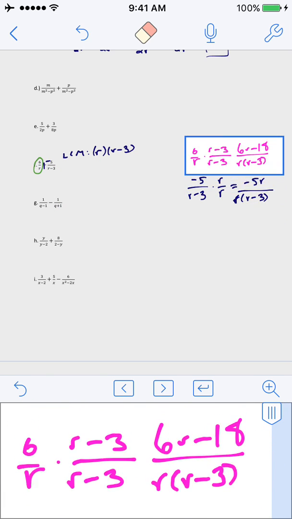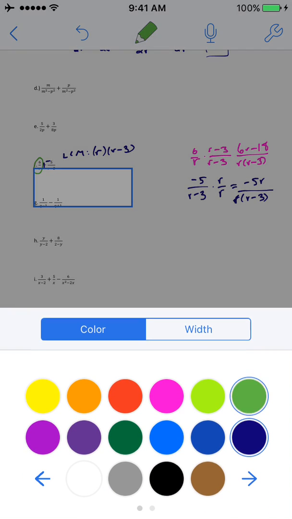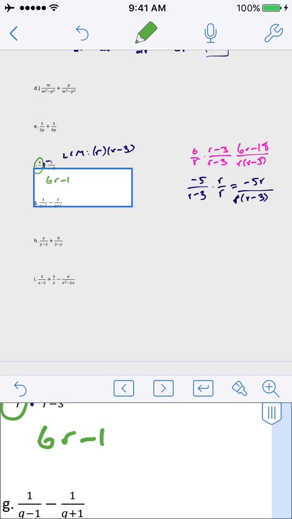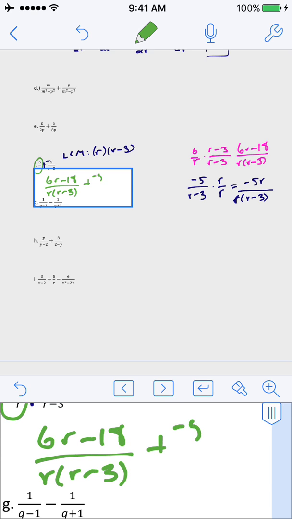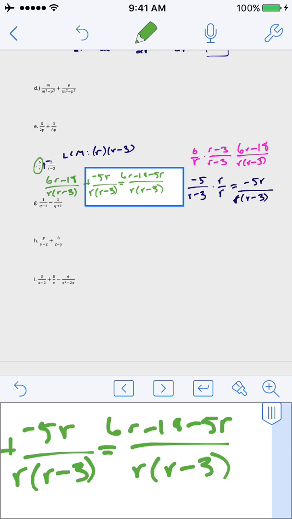So now I have my two new fractions being added. I'm going to write them in green. So I have 6R minus 18 over R times R minus 3, right? Plus negative 5R over R times R minus 3. Now they're exactly the same, so I can combine their numerators. 6R minus 18 minus 5R over R times R minus 3. Notice I did nothing with the denominator, just like when we add normal fractions, right? I did nothing with the bottom. I just wrote it out again, right? But the top I've now stuck together.